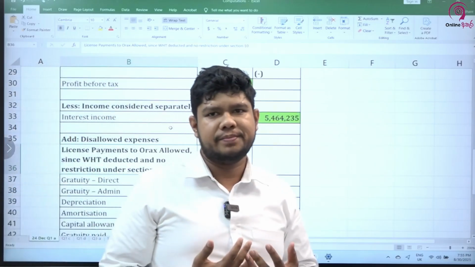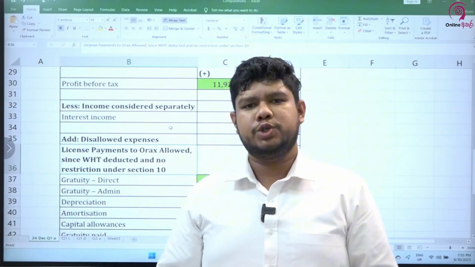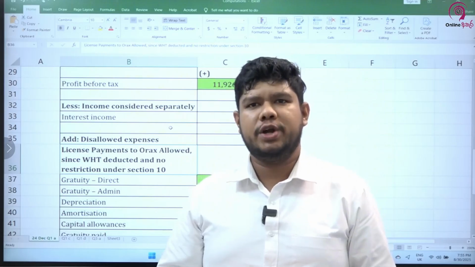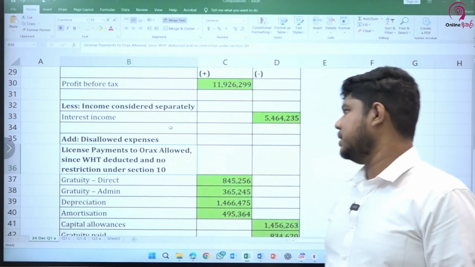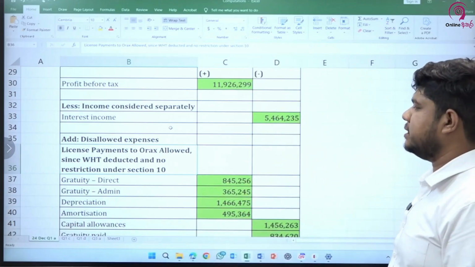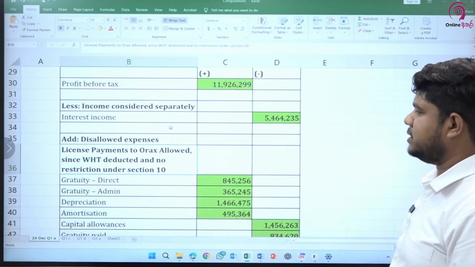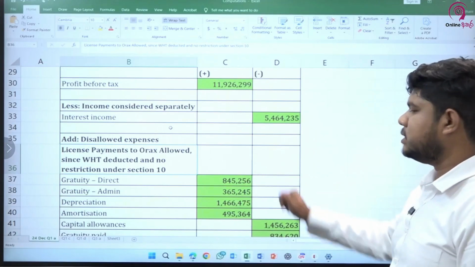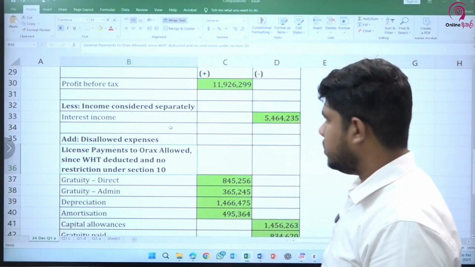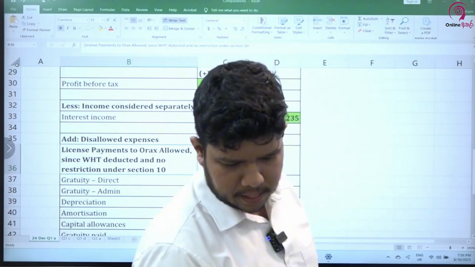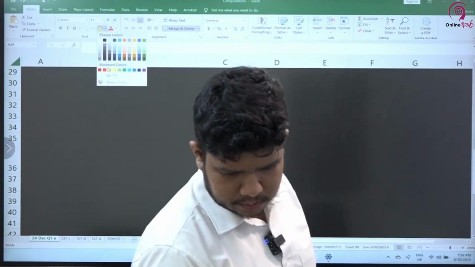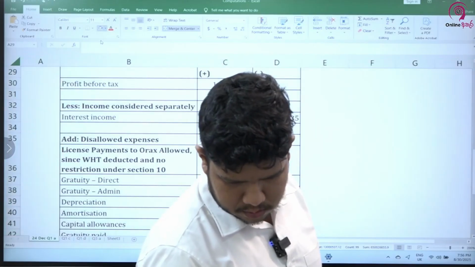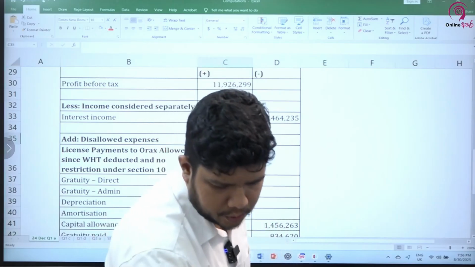So no adjustment, but it's better to mention it to showcase your knowledge, students. See, license payment to RX allowed since WHT deducted and not restricted under section 10. So now the examiner knows that you know something on this subject, right? We'll move on to the next adjustment.